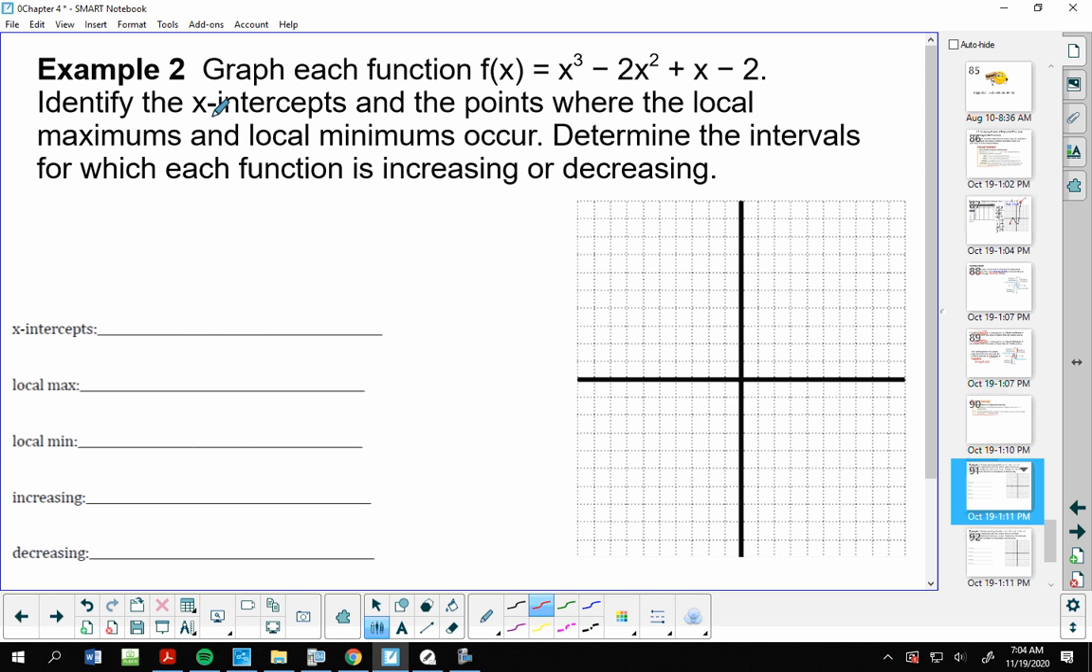We're going to actually identify the x-intercepts. We'll identify the points. So I know I talked about the y-coordinate. The y-coordinate technically is where the max and min are, just like we've done in the past as well. But we're going to just write the local max and min as points. And then that's different than when we're going to determine the intervals for which the function is increasing or decreasing. So the intervals are when we're talking about the x values. So that's going to be really important to keep separate.